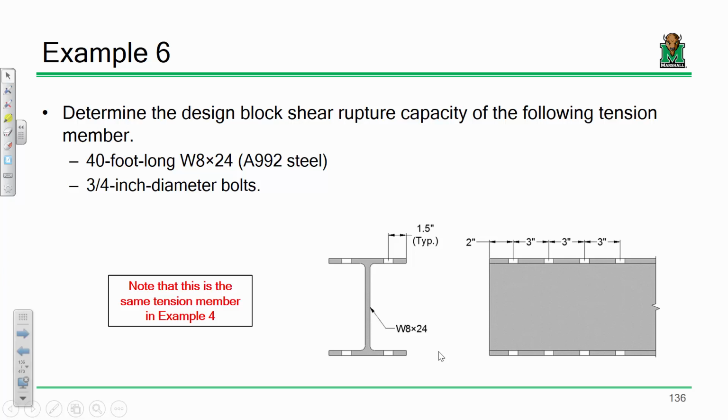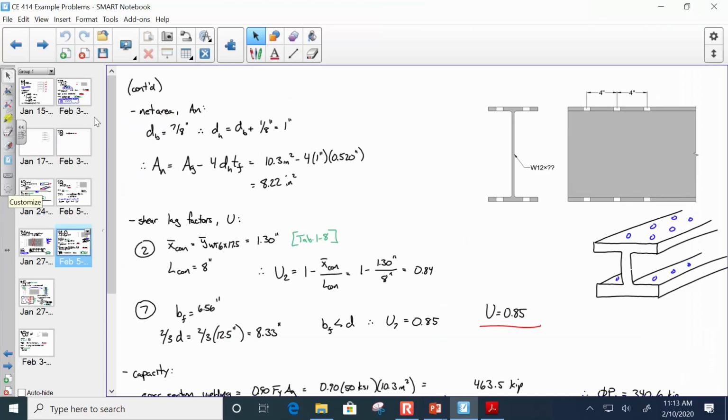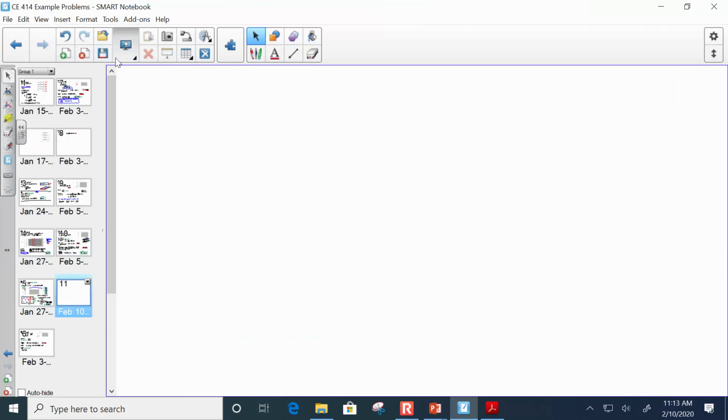Alright, so I really wanted to explain what I was about to draw before I drew it, because it behooves the problem, or behooves me, to do that. Okay. So, example 6. What we've got is an I-beam.